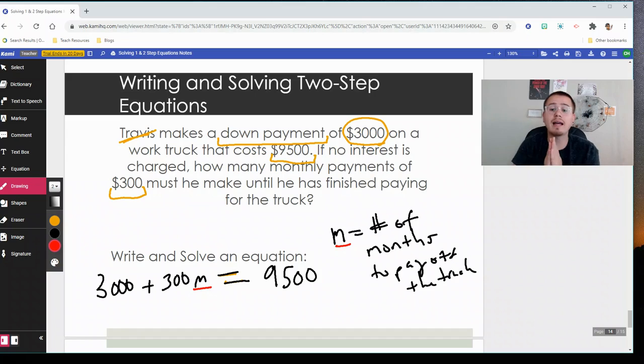All right, so we got the equation written. Give yourself a high five. We can't touch right now, even if we're in person. No Rona around here. We wrote the equation.